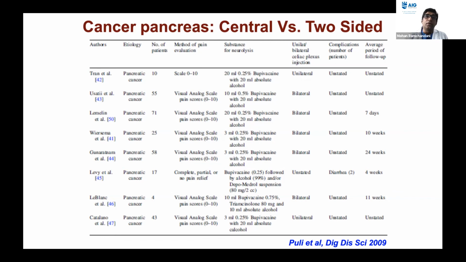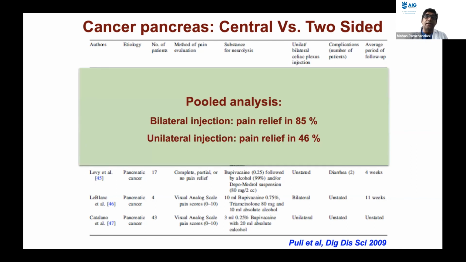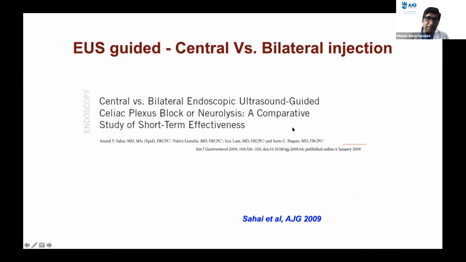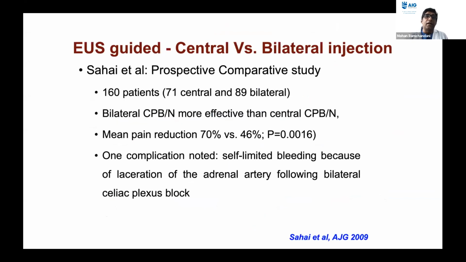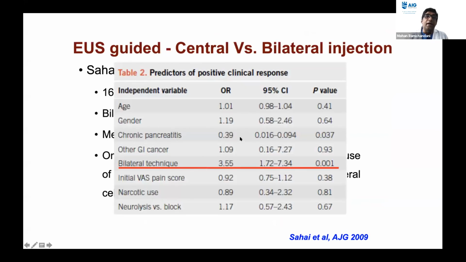So what will you do? If you see this meta-analysis, which is widely quoted, on whether central is better or two-sided is better, the bilateral injection has been shown to be superior to unilateral injection. The second study, a 160-patient study, again by Anand Sahai, showed that bilateral CPB or neurolysis was much more effective than unilateral or central. The mean pain reduction was much better, 70% versus 46% with central. And it was the bilateral technique only which was responsible for positive clinical response.